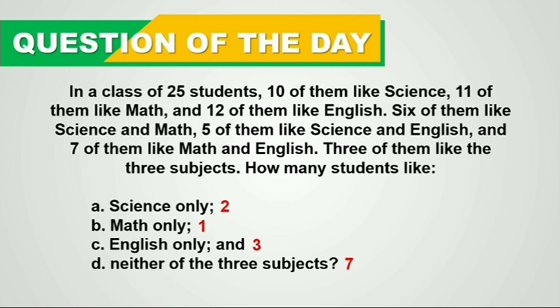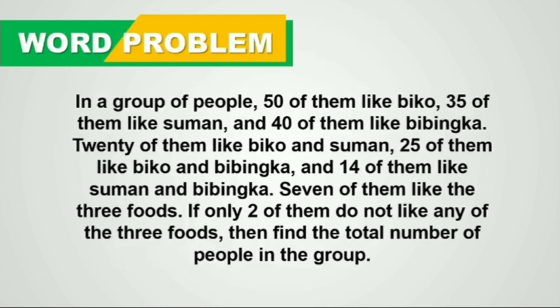Alright, now let's have one more example for you to be able to understand this concept better. So let's write this. In a group of people, 50 of them like 𝗏𝗀, 35 of them like 𝗬𝗵, and 40 of them like 𝗏𝗵𝗃. 20 of them like 𝗏𝗀 and 𝗬𝗵, 25 of them like 𝗏𝗀 and 𝗏𝗏𝗃, and 14 of them like 𝗬𝗵 and 𝗏𝗏𝗃. 7 of them like the 3 foods.